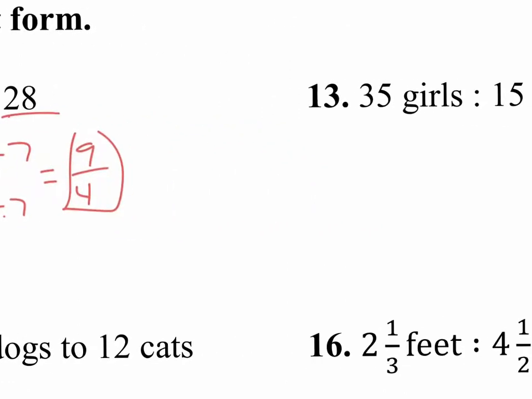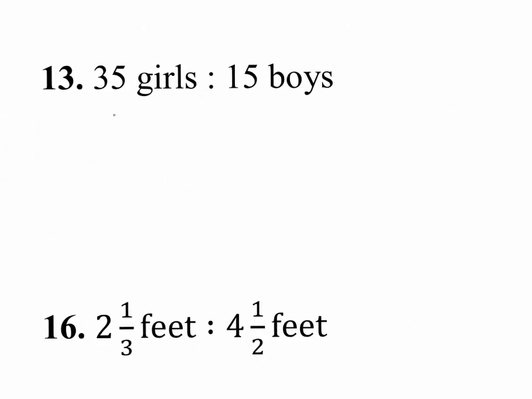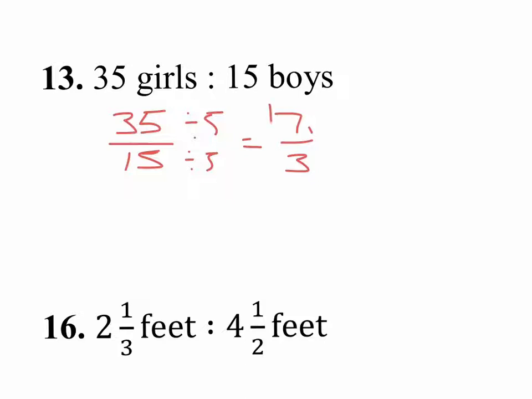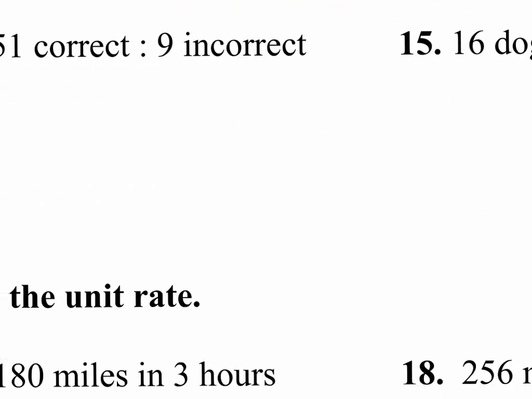Okay, if we keep on moving on, we're just doing ratios. So 35 girls, which goes on top, over 15 boys. And then we have to reduce it, simplify it just like before. So I'm going to divide by 5 up top, divide by 5 on bottom. I will get 7 over 3. And that is my answer. Yes, I could technically make it a mixed number, but this is not a fraction. This is comparing two different quantities.